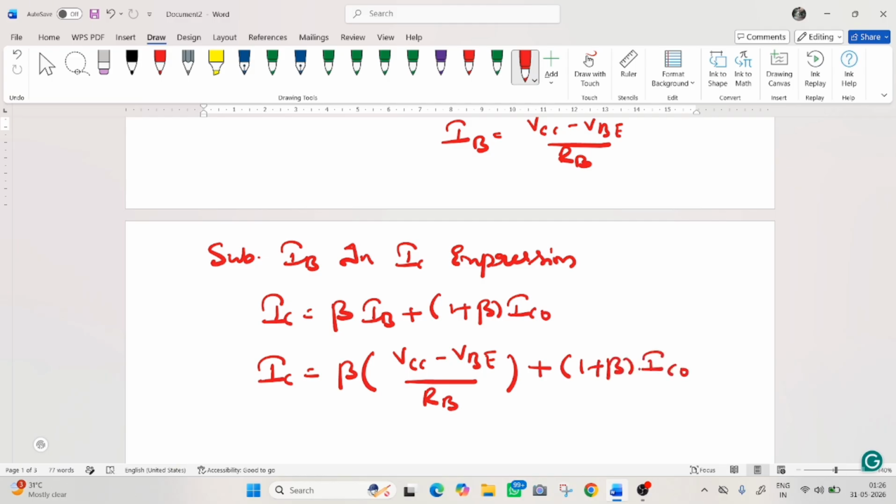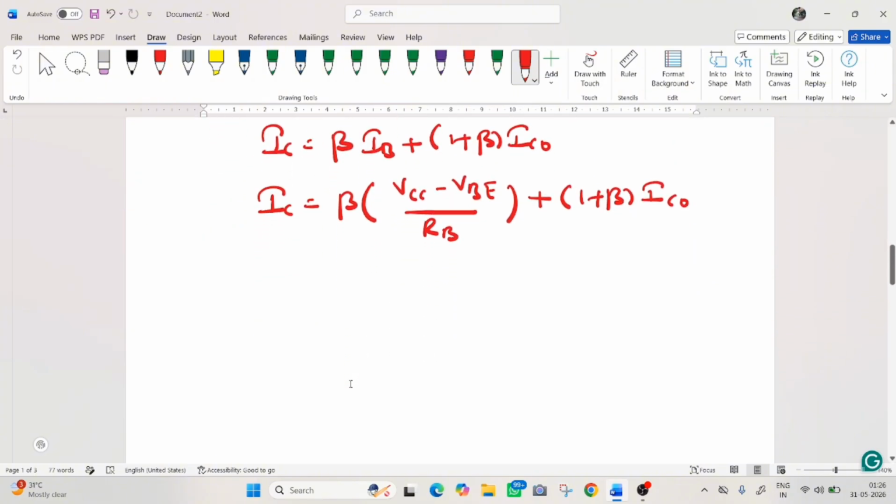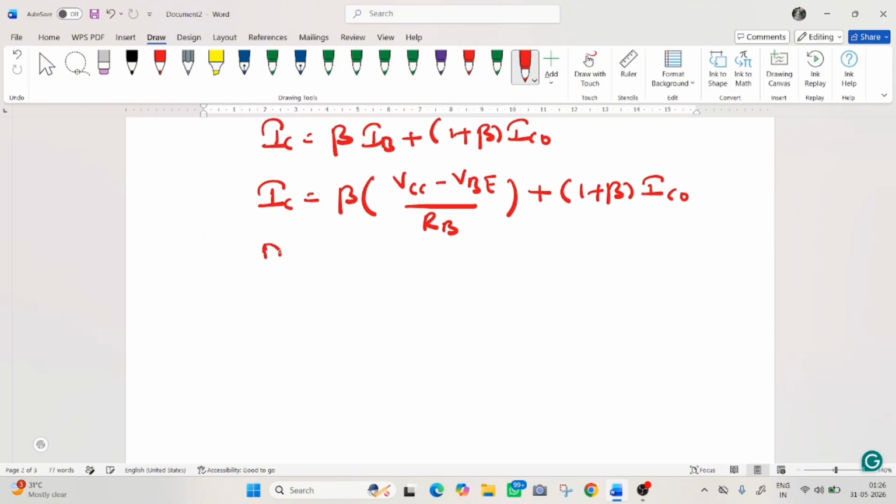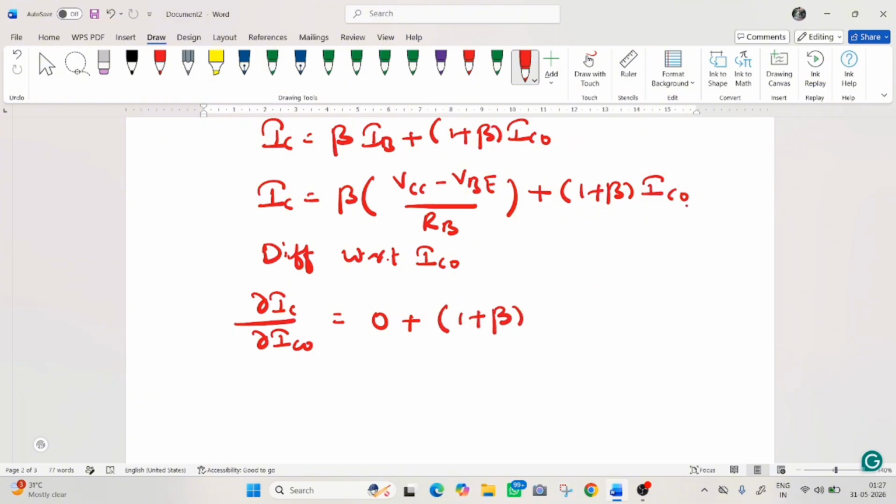Now we'll try to do the differentiation on both sides with respect to ICO, right? Now we'll do it. Differentiate with respect to ICO. Now what will it become? That is dou IC by dou ICO, right? So what is the derivative of this term? This is a constant. Derivative of a constant is 0, right? Here, 1 plus beta is a constant, I'm taking it out. So dou ICO by dou ICO is 1, right?